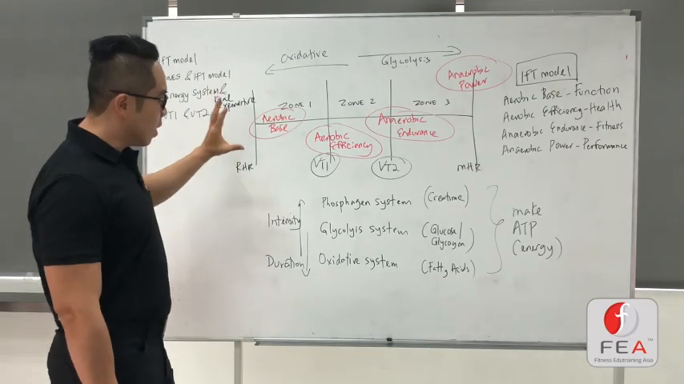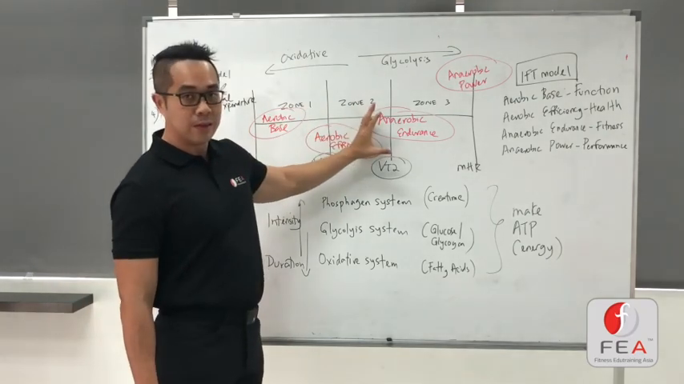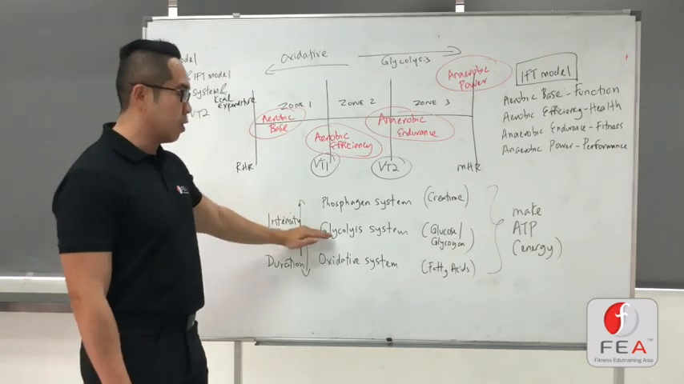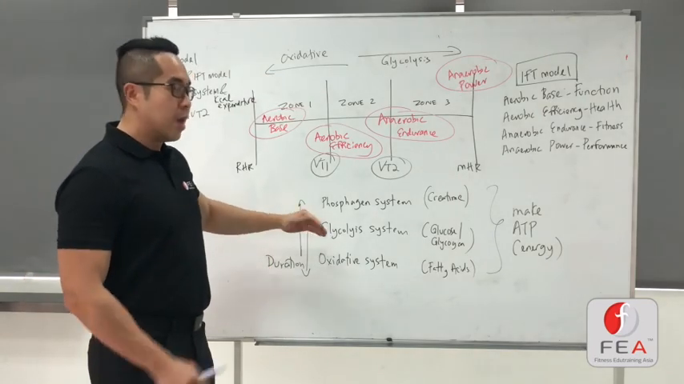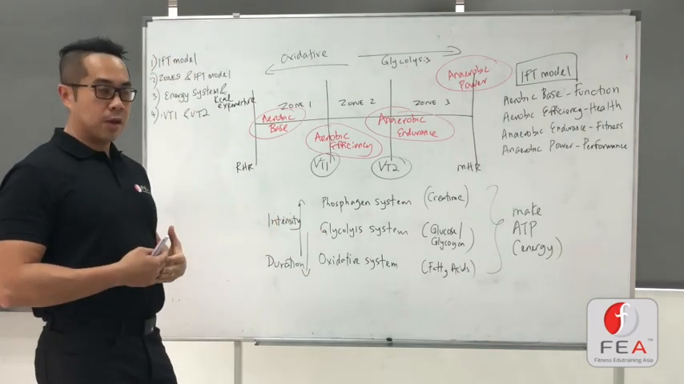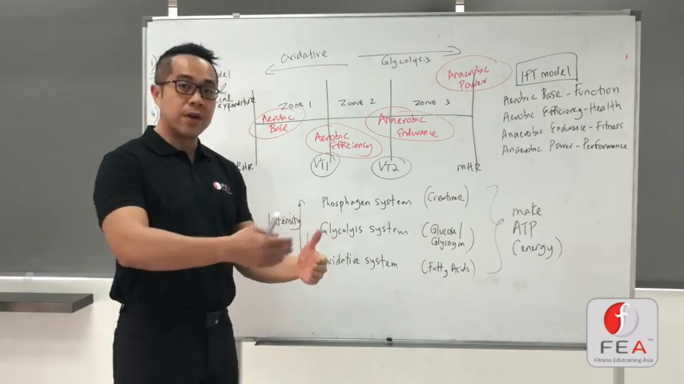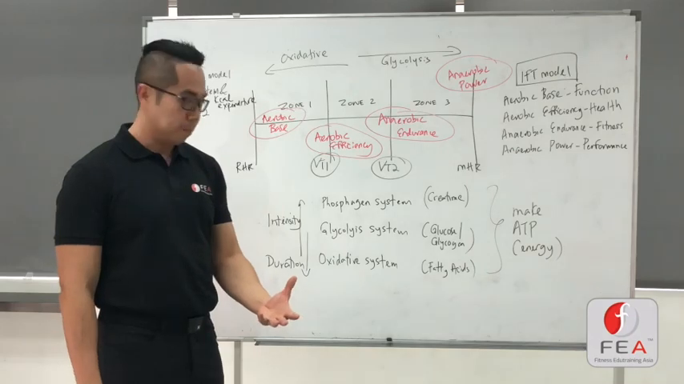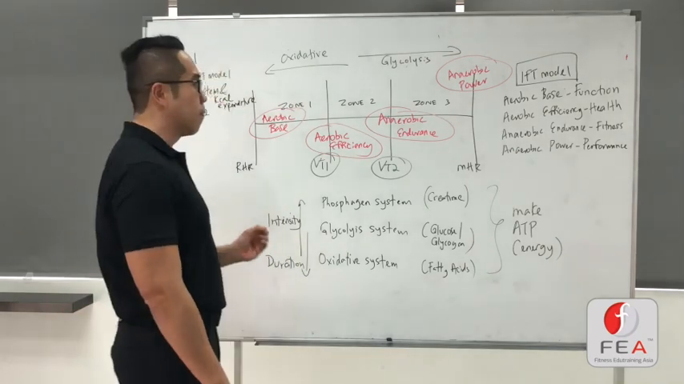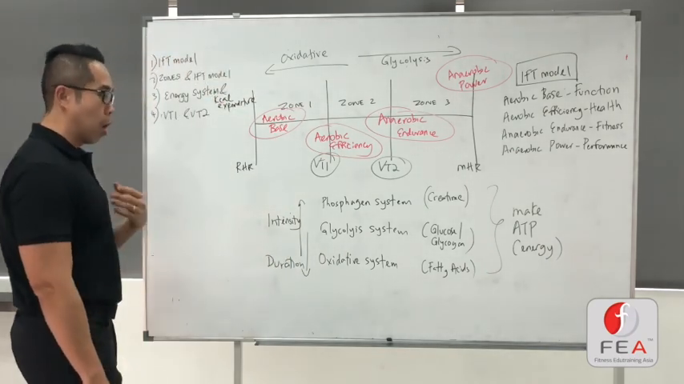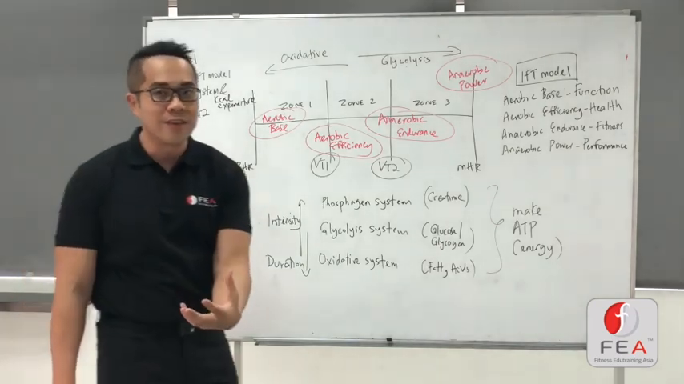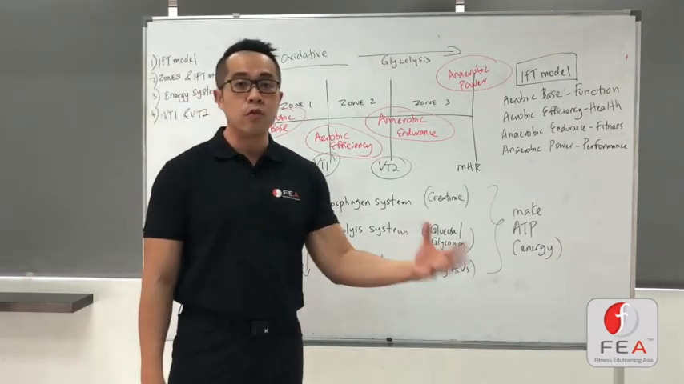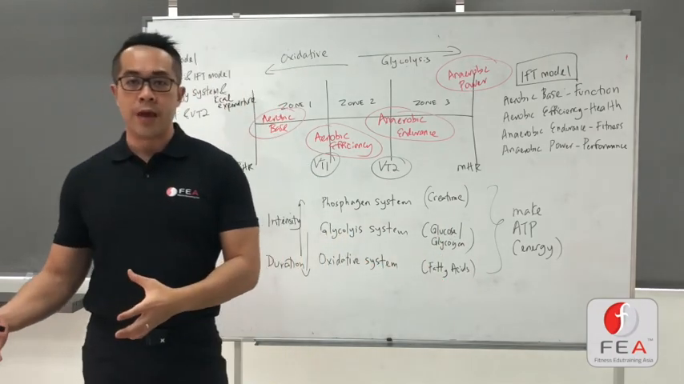As exercise intensity starts to increase, your body will start to rely on glycolysis. That means less fat, more glucose converted into energy, or calories, for your body to move. That's very important for you to understand, because a lot of times we are very concerned about how much fat we burn, and what intensity to train at so that we can burn more body fat.